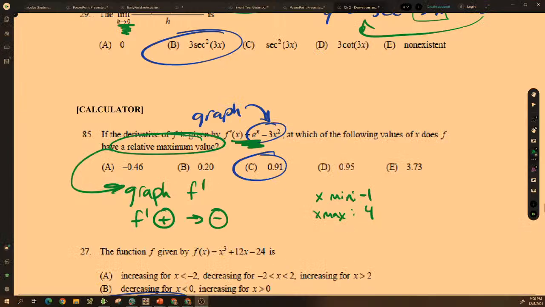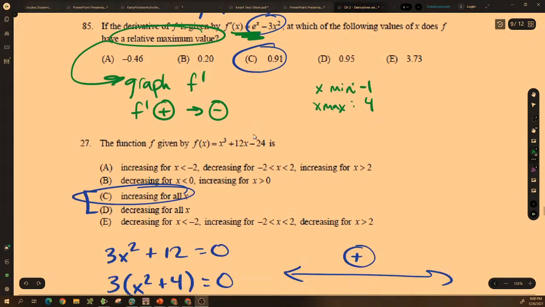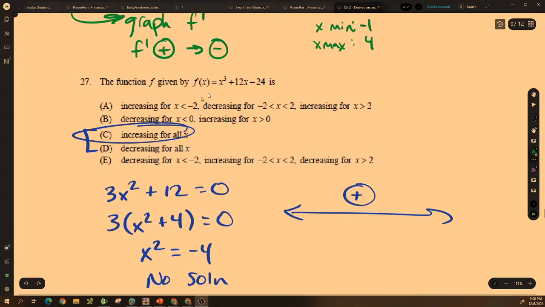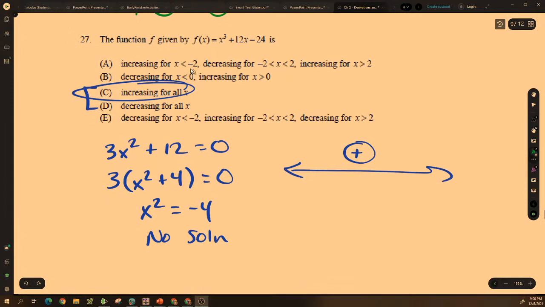All right, next up we have a function given by x cubed plus 12x minus 24. And all of my choices are saying increasing, decreasing, something like that. So as soon as I see that, I want to take this derivative, set it equal to 0. So the derivative of x cubed plus 12x is 3x squared plus 12. Right, I took the derivative, set it equal to 0. Now I could factor out a 3, and I get 3 times x squared plus 4 equals 0.